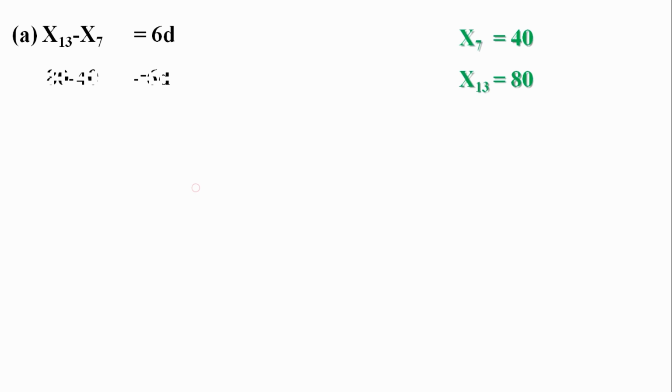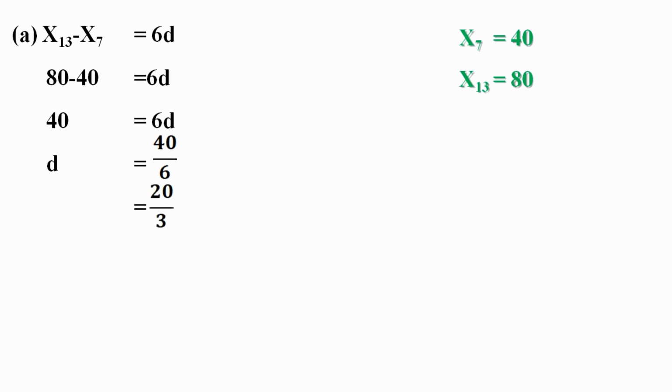That is 80 minus 40 equal to 6d, or 40 equal to 6d. Therefore, d equal to 40 by 6, or 20 by 3. So the common difference is 20 by 3. Now we have to find the 10th term.